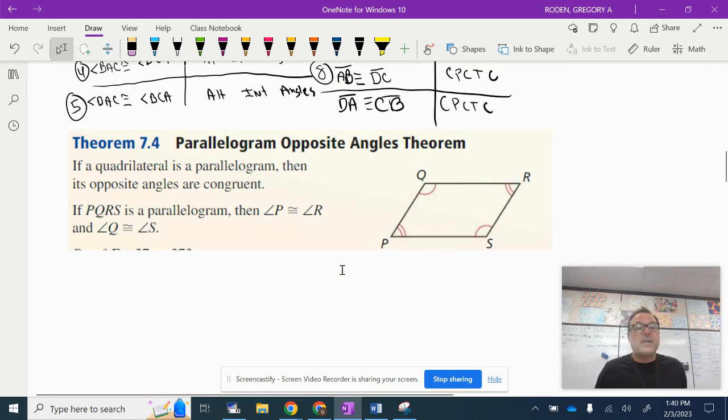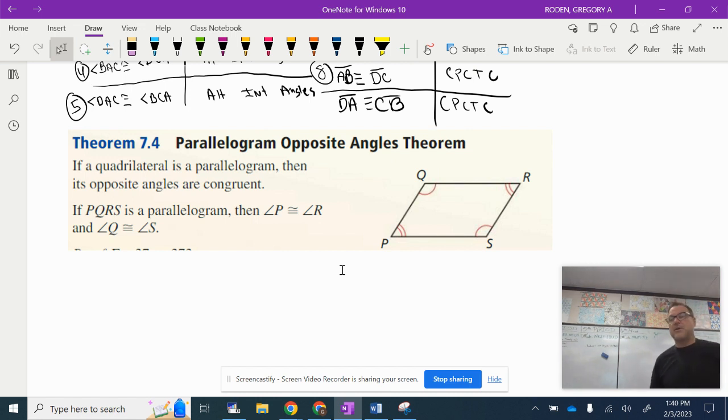So here we go, guys. If a quadrilateral is a parallelogram, then its opposite angles are congruent. Okay, so now we know that opposite angles of parallelograms are congruent.